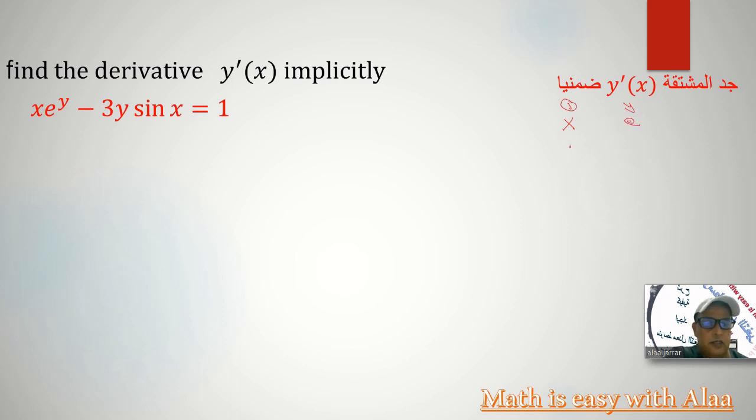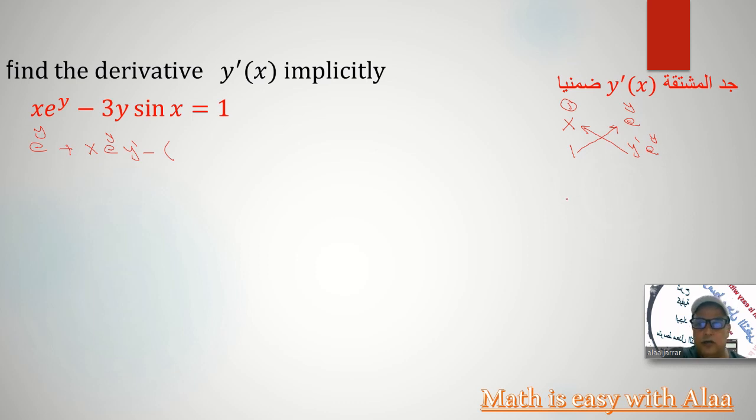So the derivative of x is 1, and the derivative of e to the power y is y prime e to the power y. So what we will do here, we will multiply the derivative of the first function by the second function, so it will be e to the power y plus the derivative of the second function multiplied by the first function, so it will be x times e to the power y prime minus, we will open brackets because we have minus.